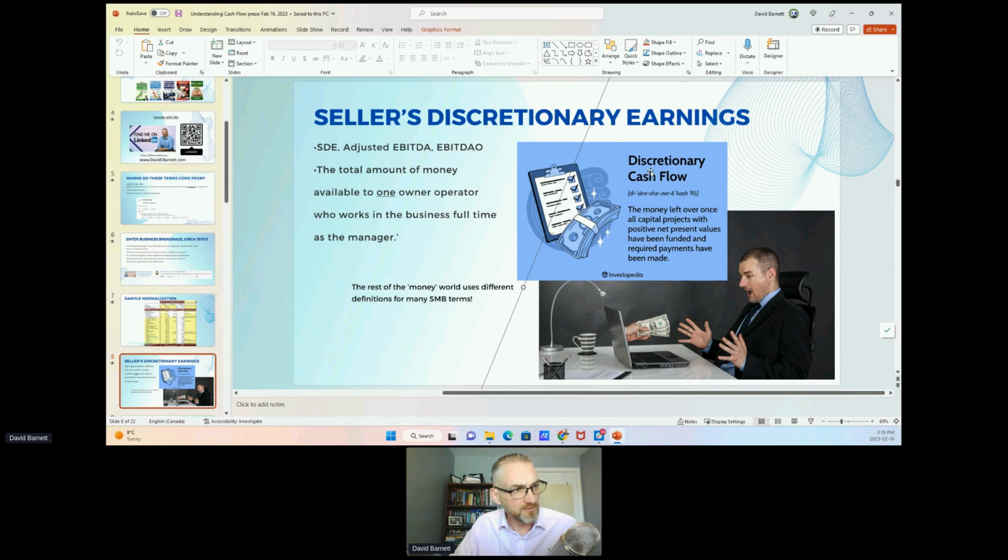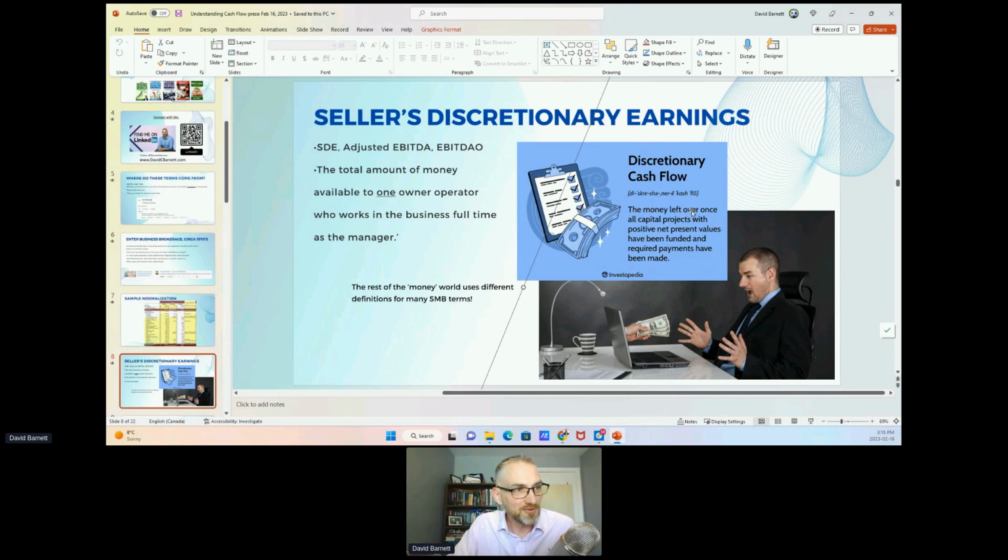And then this was supposed to appear afterwards after I clicked the button. But I just want to highlight that the definitions of words that we use in the small, medium-sized business space are different than the language being spoken on Wall Street. So when I went over to Investopedia just to look up seller's discretionary earnings to see if there was an entry there, I found discretionary cash flow. And this blew me away.